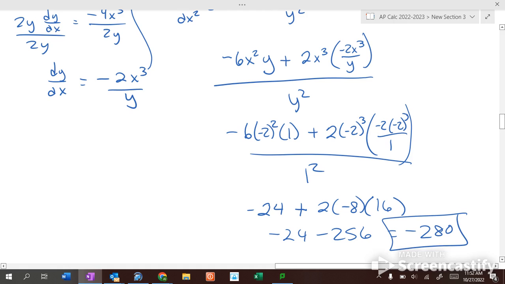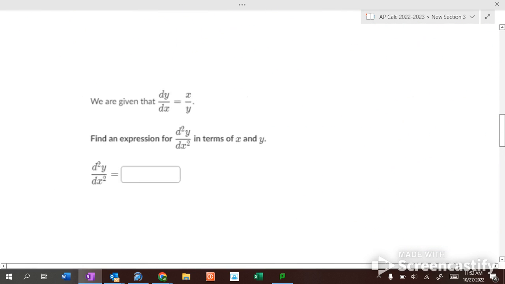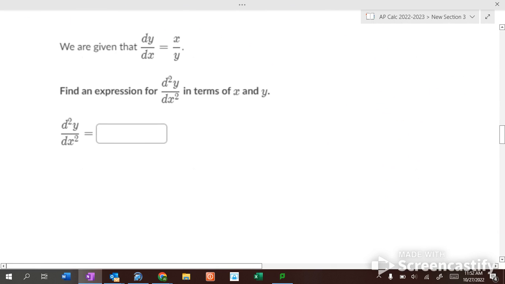Okay? Yeah, second derivatives, implicit differentiation. Second derivative, implicit differentiation of that bad boy. That's not that bad of a boy. What do we do first?